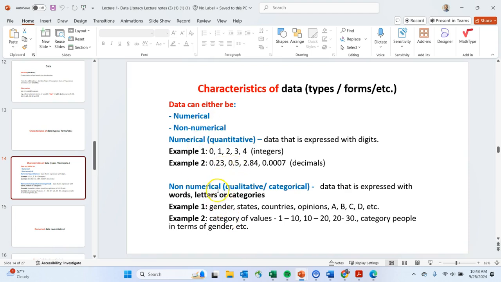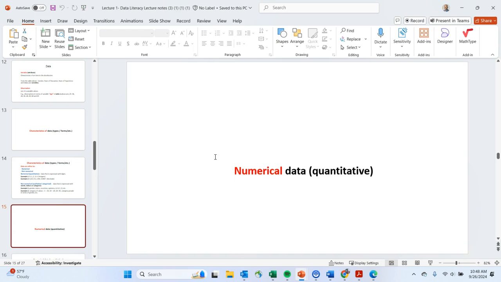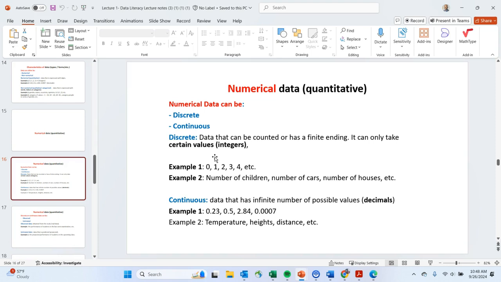So we'll see, as we move on, how we can analyze non-numerical data versus numerical data. And therefore, it's important to differentiate between the two so that we can come up with ways to analyze them. So let's start talking about numerical data. Now, with numerical data, we have actually 2 types. We have discrete and continuous.